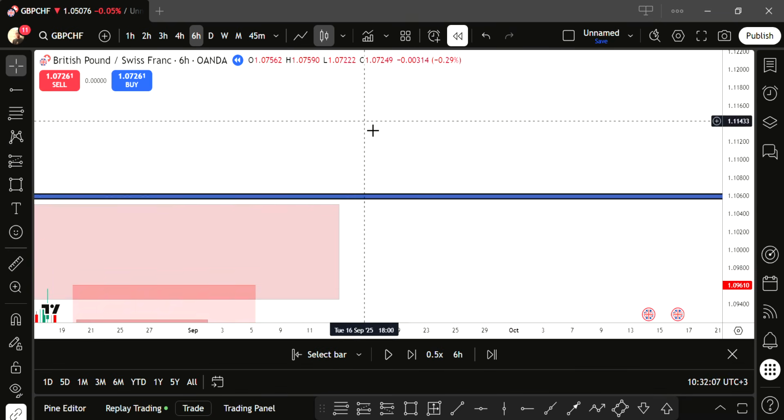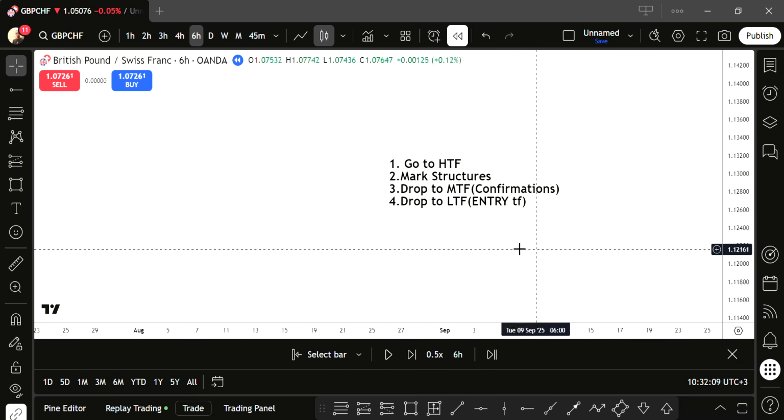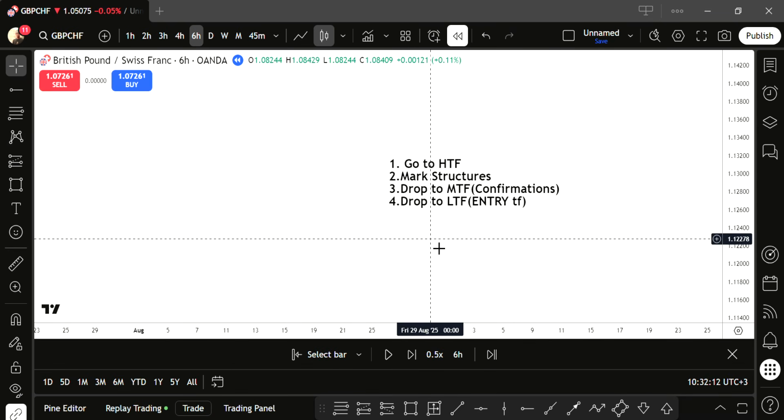Let's just go through our rules, the recap on what we have studied today. One, you have to go to your highest time frame. On the highest time frame, observe the candlesticks, observe the market direction, and then mark out your structures. Structures, what are you marking? Support and resistance, demand and supply zones. Also chart patterns if you can see any.